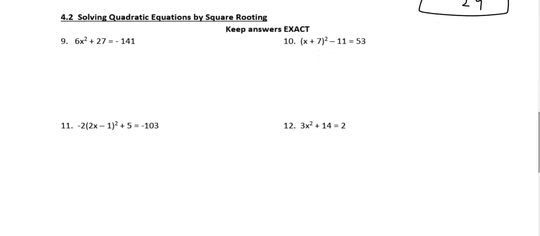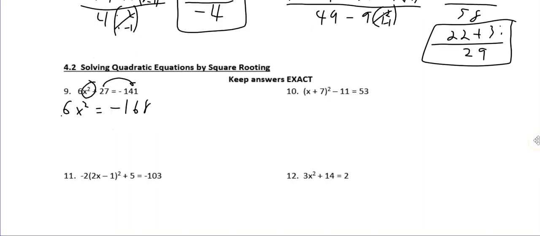All right, square rooting, which means we want to get everything over to this side and get this x squared by itself. So the first thing I'm going to do is subtract 27. Okay, and pay attention, it's already -141, so I'm going to get more negatives when I subtract 27, and that's going to give me -168. All right, then we need to get rid of the 6 by division, because it's being multiplied by the x squared. And that's going to give me x squared equals negative 28.